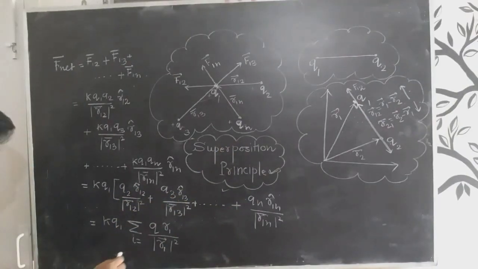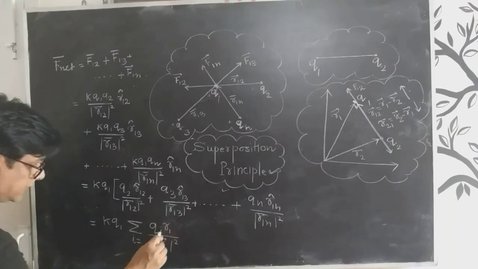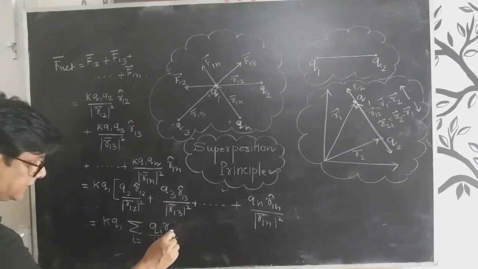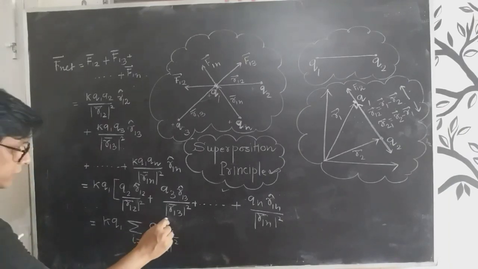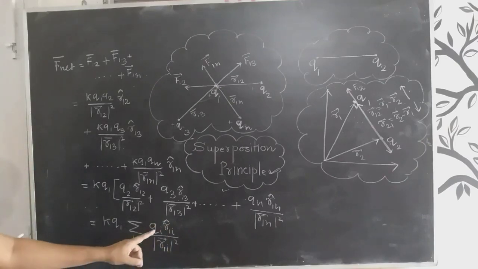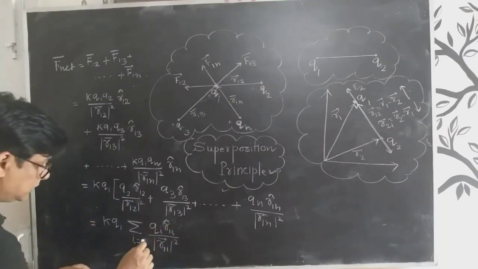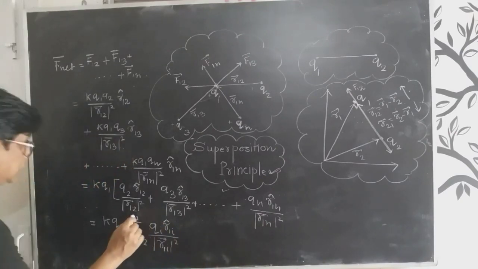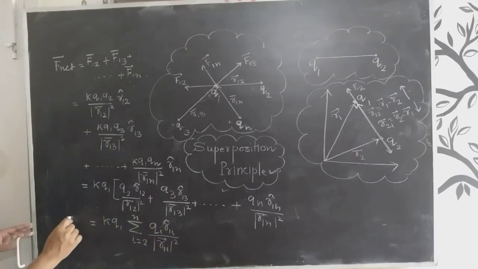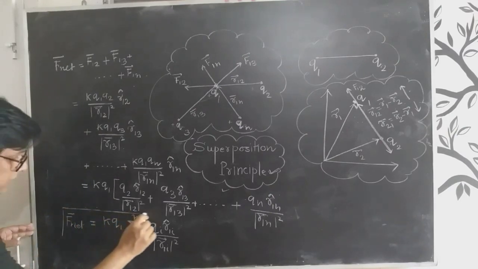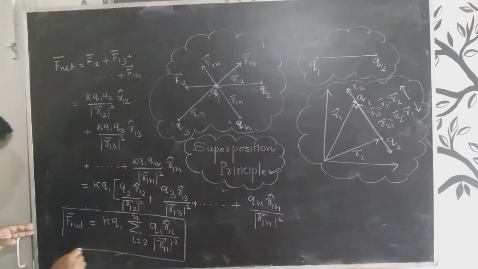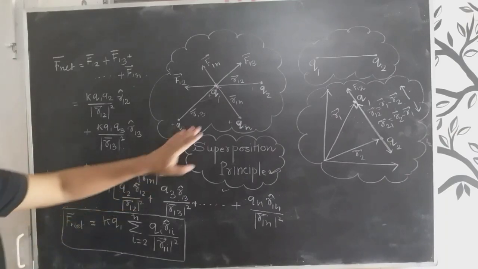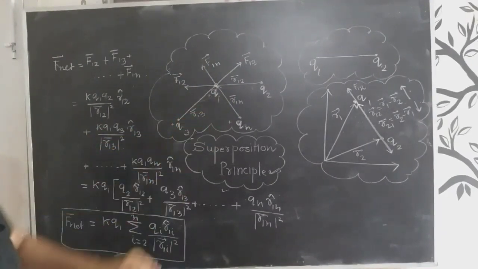So I am writing this one as i, this one as i, this one as i. This is a unit vector. So i goes from 2 to how many numbers? N numbers. So this is the net force. This is the expression of net force applied by all the charges on this one.